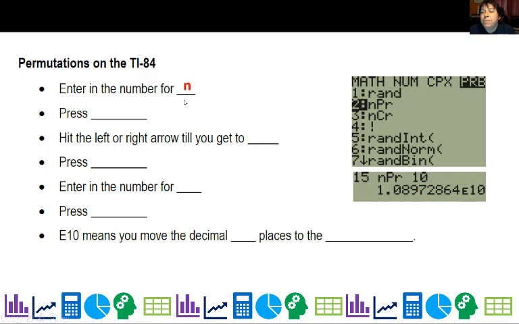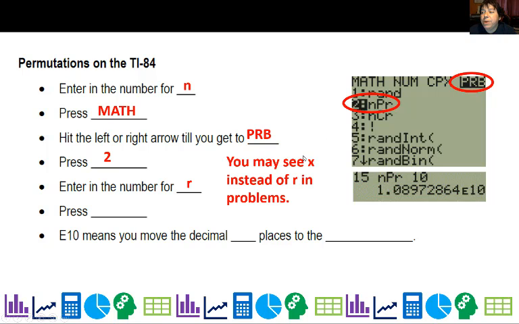So you enter in the number for n, then you press math again, go to PRB, press 2, which is also that nPr. Enter in the number for r, and by the way, you might see x instead of r in some of your assignments. And I know in AP Stats, we tend to use x instead of r, but they basically are the same thing. Then press Enter after you've done that.